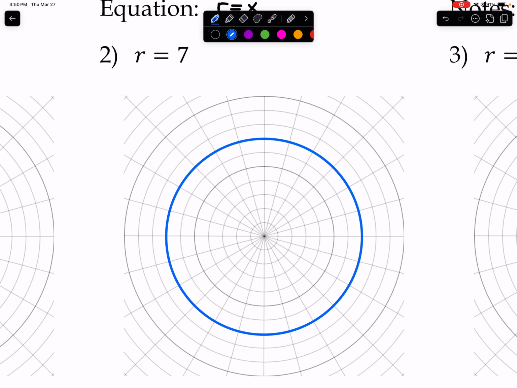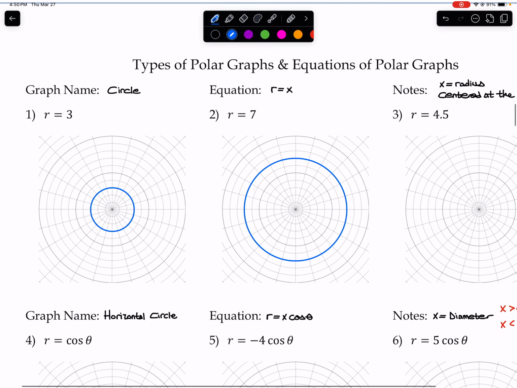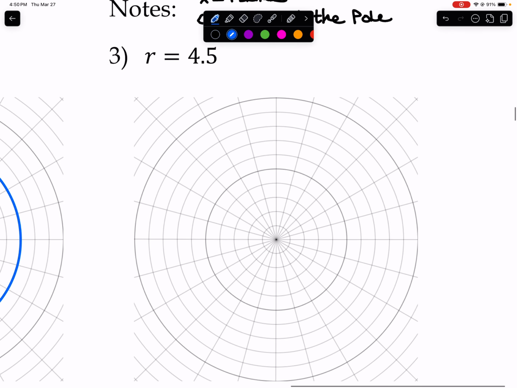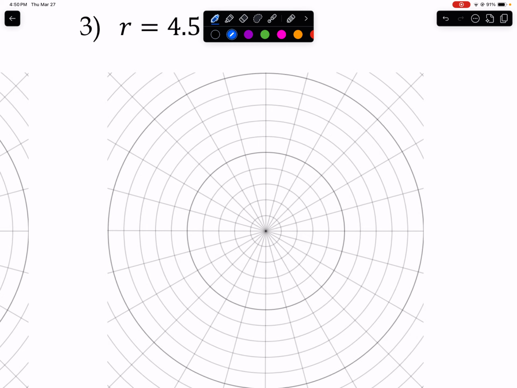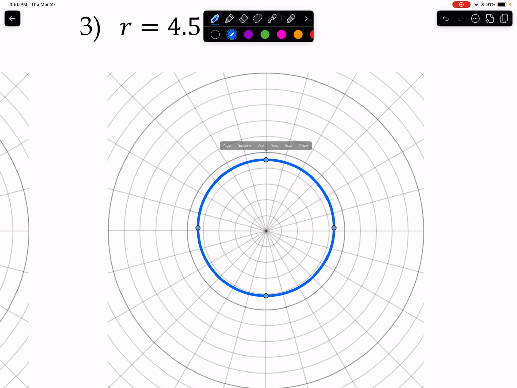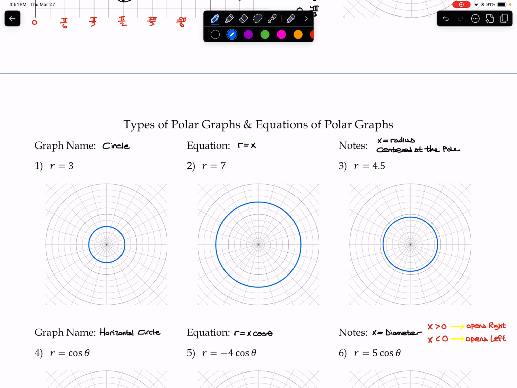There we go. So then we have a circle with a radius of 7. And then we can technically give you any sort of radius value. So we can give you a radical value where you might have to approximate it. We can give you a decimal value. Just be prepared for just kind of anything. So because we give you a radius value of 4.5, then this would be about halfway between 4 and 5, and it would look something about like that.